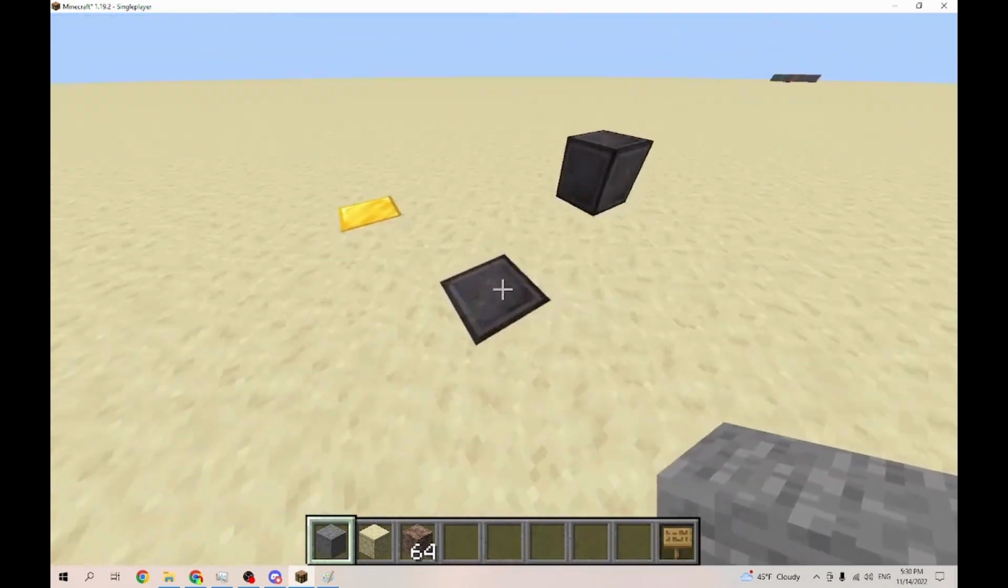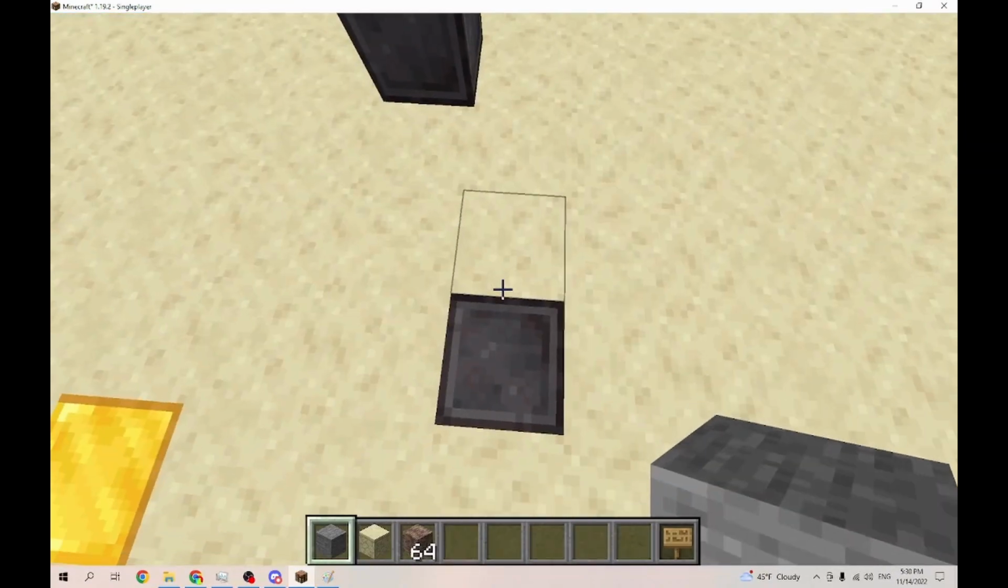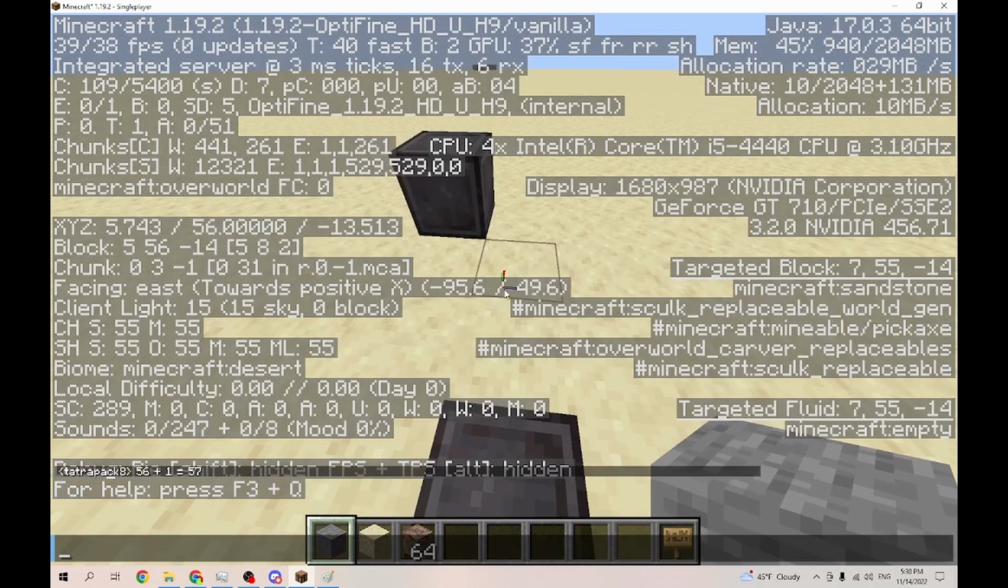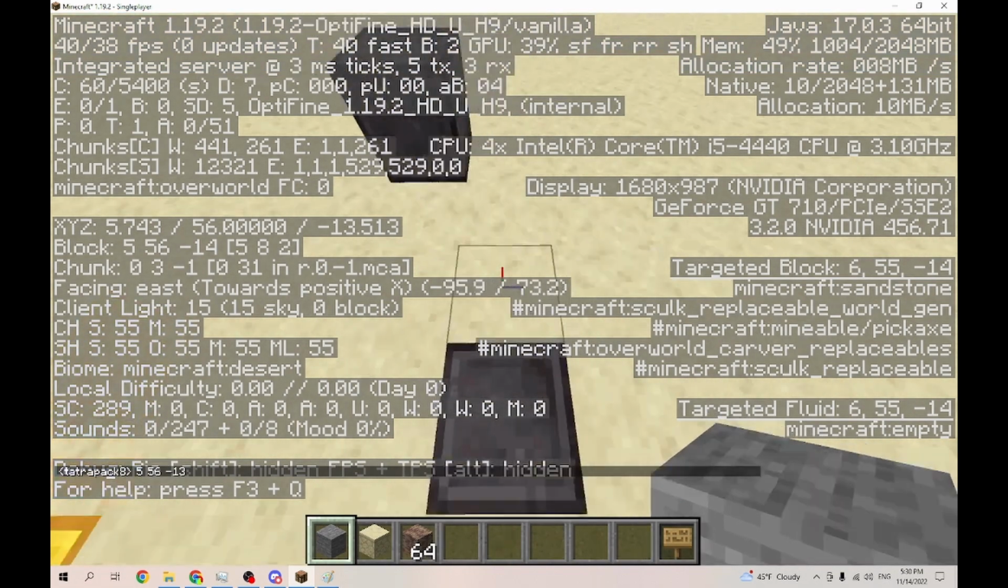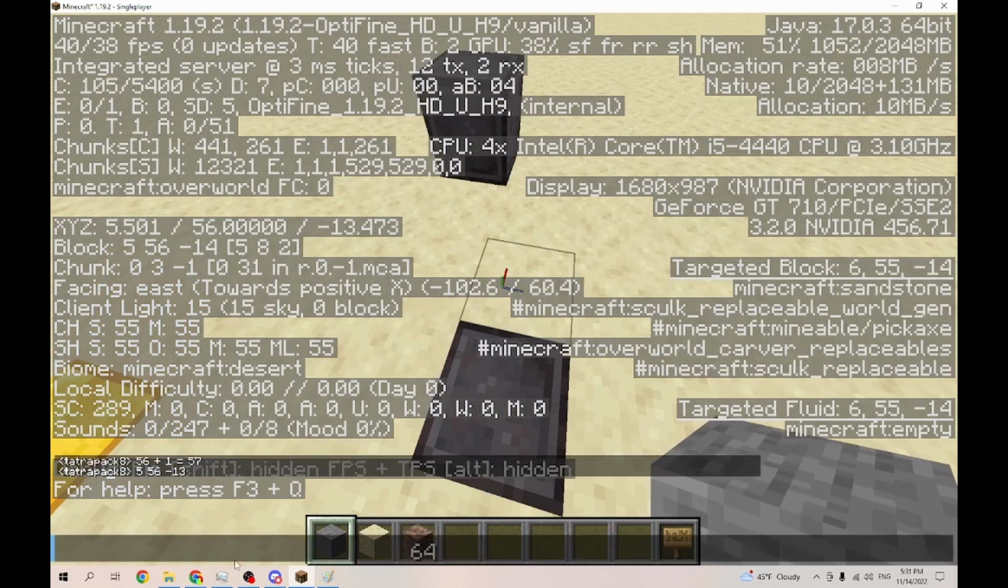So if I go onto this netherite block, and I want to get to this other netherite block, I know the coordinates of the block I'm standing at right now. My coordinates right now are 5, 56, 13. That's the coordinates that I'm on when I'm standing on this block. 5, 56, 13. Minus 13, sorry about that.